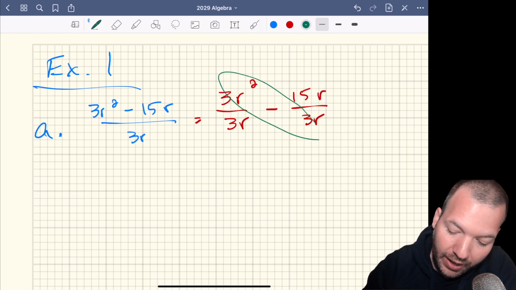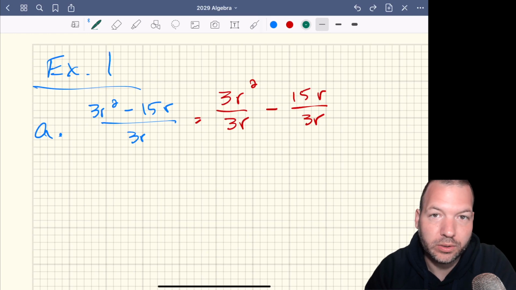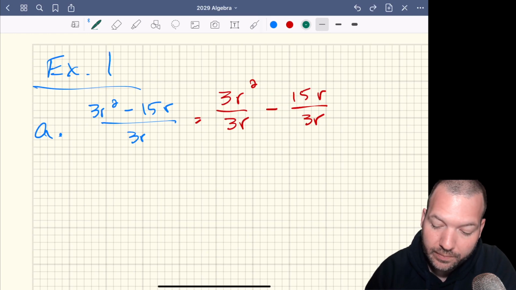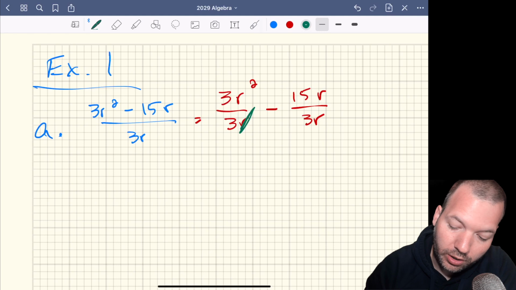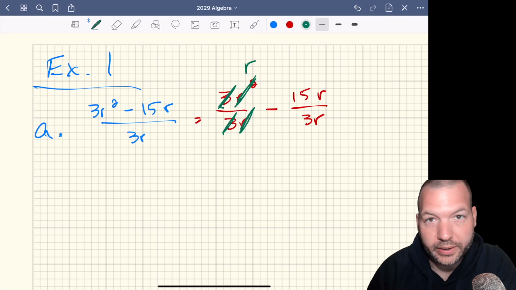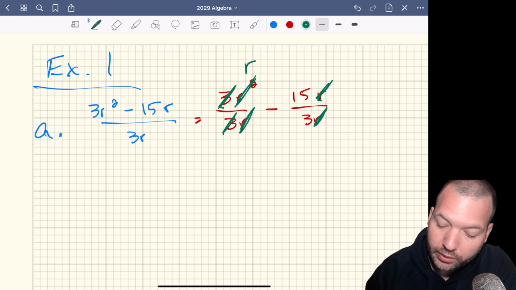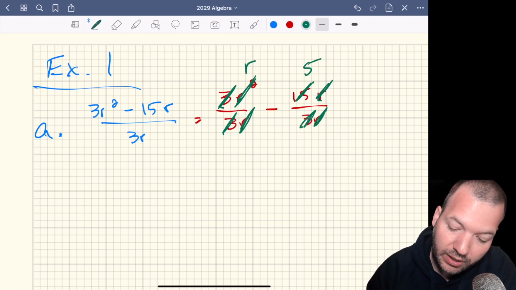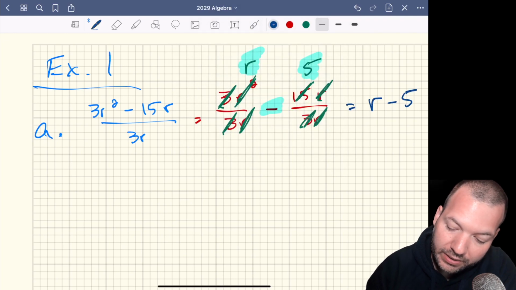Now, I cannot any longer cancel crossways. So in that sense, no, we still can't cancel across plus or minus signs. That minus sign in the middle there is a barrier between these two terms. But within the individual terms, r and r squared leave r. 3 and 3 leave 1, right? We say nothing usually, but we mean 1. r and r leave 1. 3 goes into 15 5 times. And I always like to do this thing where I highlight what's left over. In this case, I'm also highlighting the minus sign because, again, that didn't go anywhere. This expression is r minus 5.